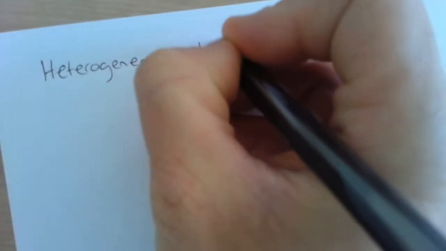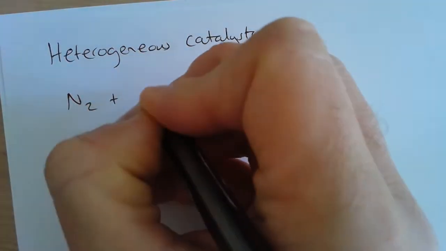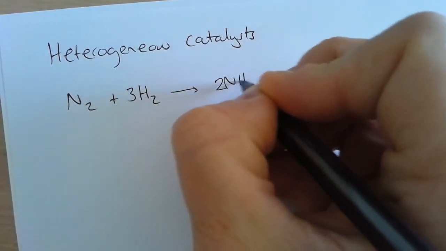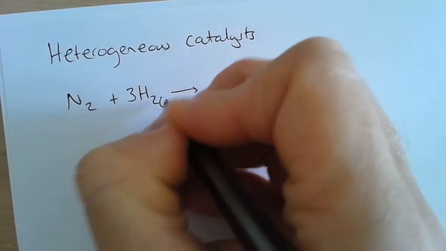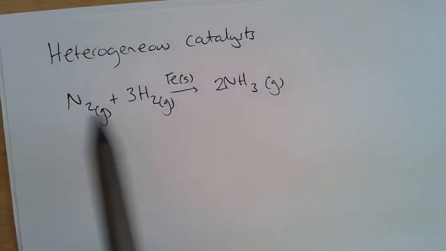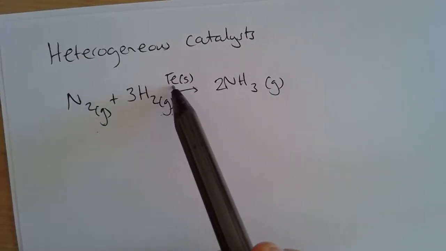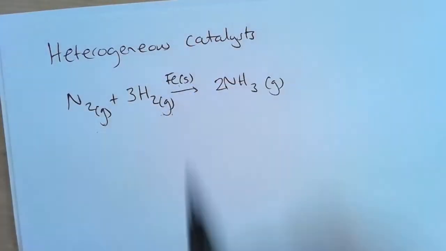Okay, so we're going to have a look today at catalysts, and first of all we're going to have a look at heterogeneous catalysts. Now, an example of a heterogeneous catalyst is the use of iron in the production of ammonia using the Haber process. The reason this is considered to be a heterogeneous catalyst is we have nitrogen and hydrogen, which are reactants, in the gaseous phase, and then iron is a solid, so that's in a different phase.